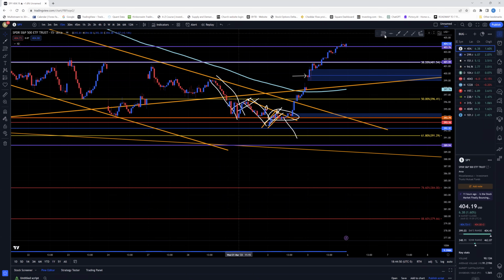So if I draw, let me get a ray, draw here. Right here. So boom, the gap was filled here. And look, from this line to this huge red candle here, it hit this same line. So now the gap acted as a resistance and it came all the way back down.